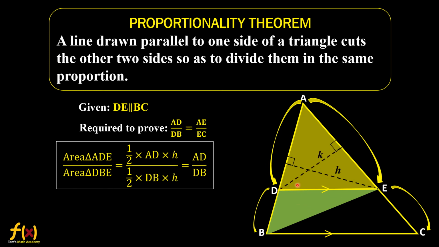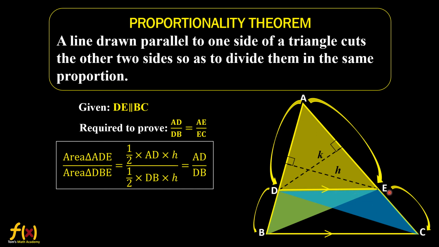Look at the height of this triangle. Now, when we take AE as the base, from the opposite vertex to the base, the height is marked K. In the same way, we have another triangle, which we mark in the parallel lines.